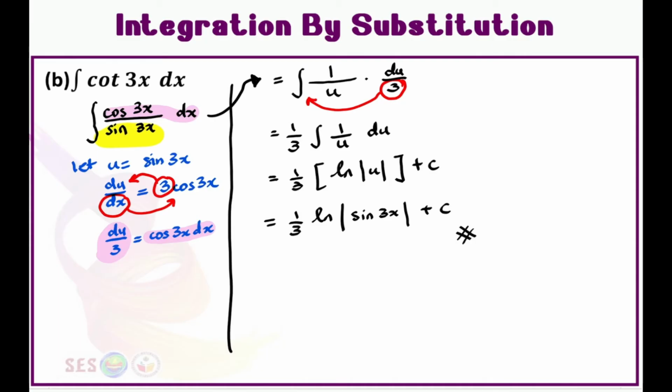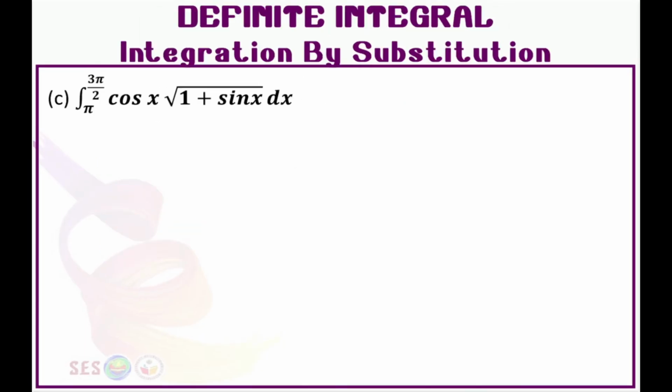Senang kan? Alright, so now, how to do integration by substitution if we want to do a definite integral. Alright, so it's just the way of writing. We do the substitution method as usual, but how to write it the correct way. Okay, so let's look at the question. We have the integration of cos x multiplied by the square root of 1 plus sin x dx.